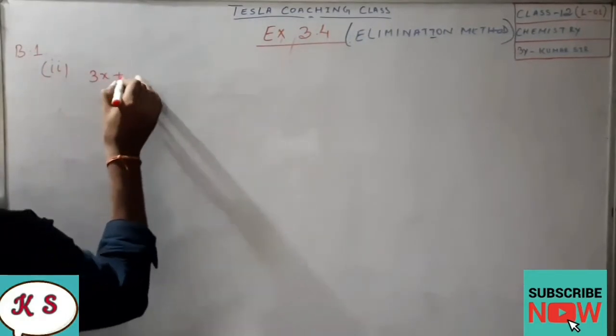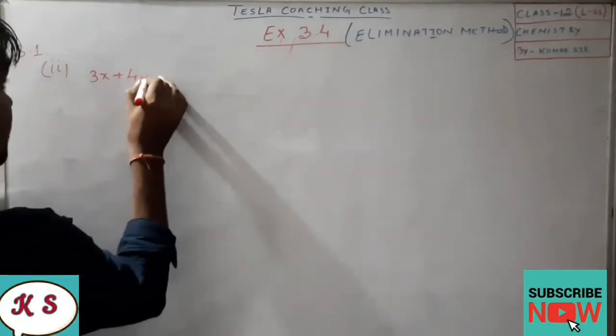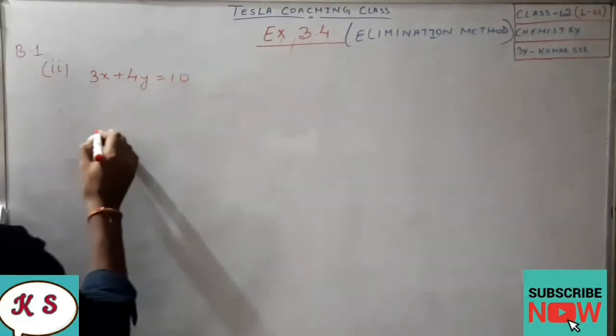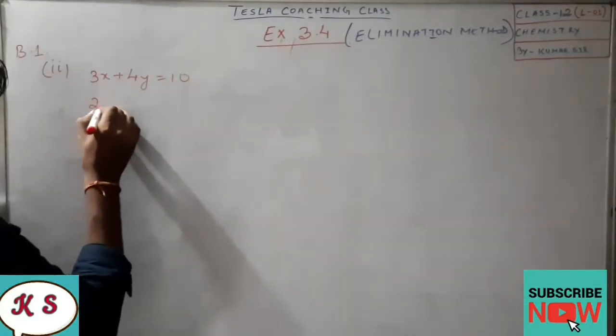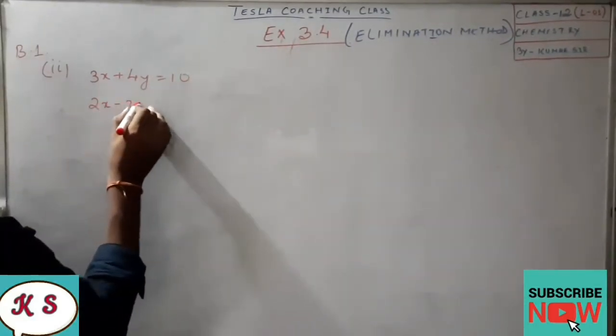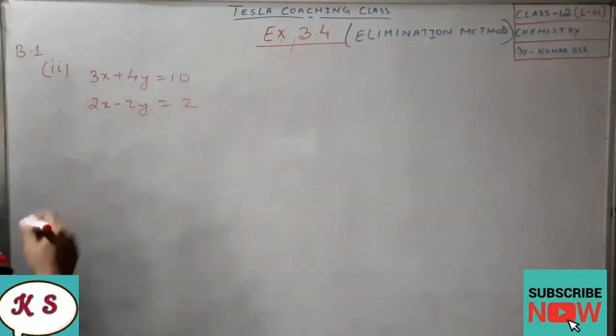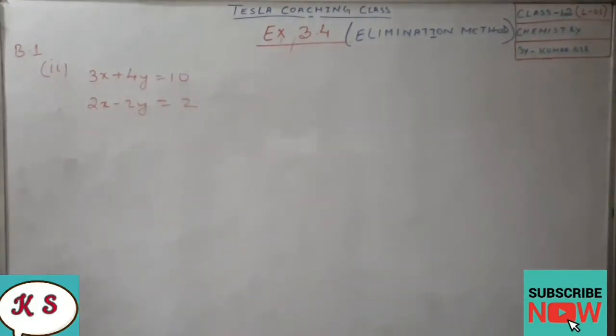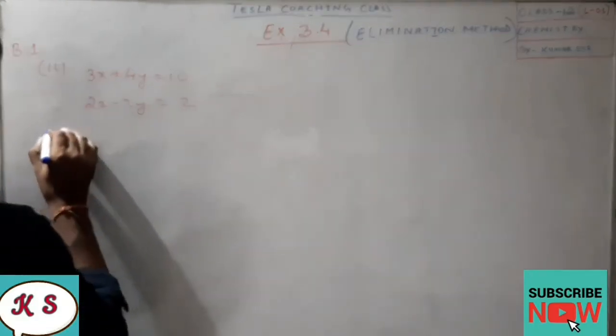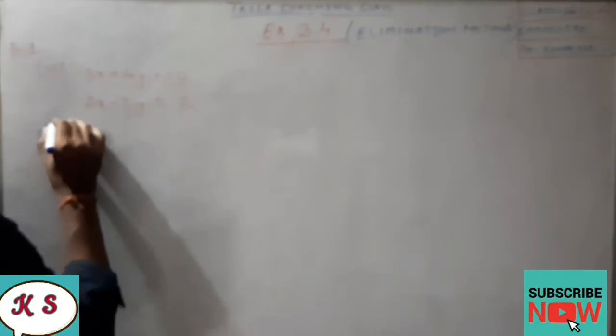3x plus 4y equal to 10, and the next equation is 2x minus 2y equal to 2. Okay, so this is the question. Now we'll start with the solutions. Okay, so what will we write here? We will write solutions.